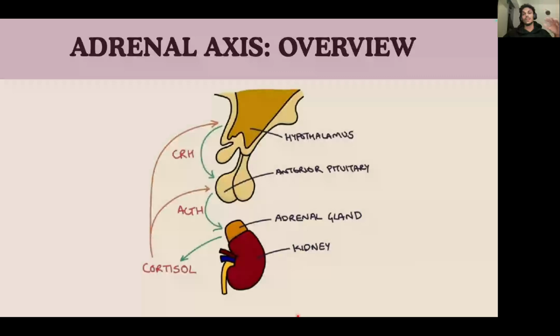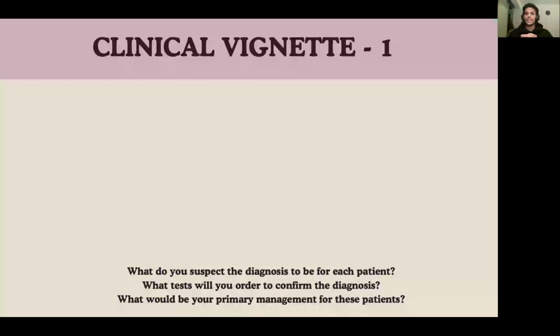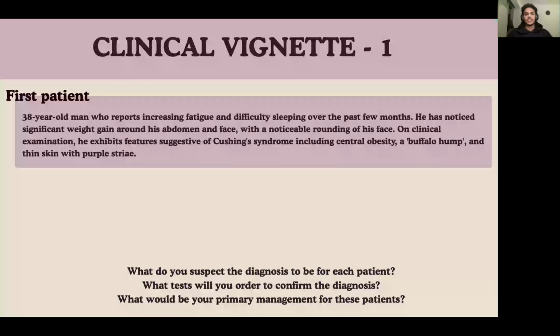So now we're going to go to clinical vignettes. I don't want you to answer the vignette. Just read through it, have an idea of what the vignette is saying, and then we'll study it very soon. So let's go with the first patient that we're seeing. It's a 38-year-old man presenting with increased fatigue and difficulty sleeping over the last few months.